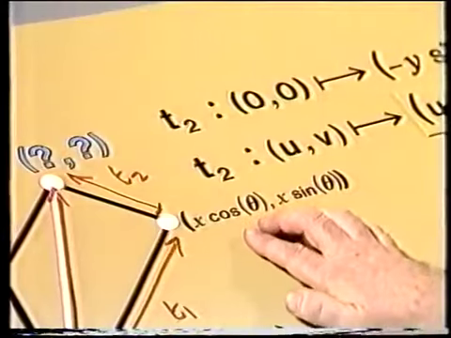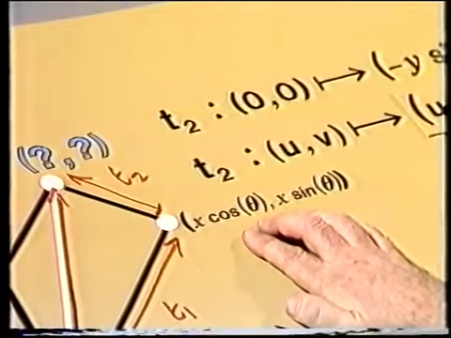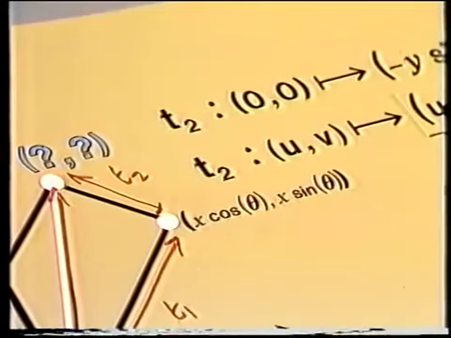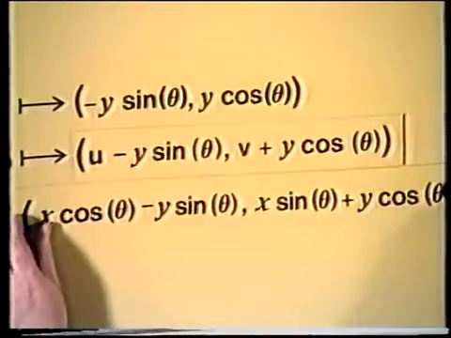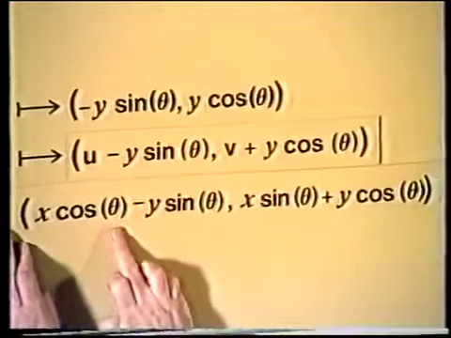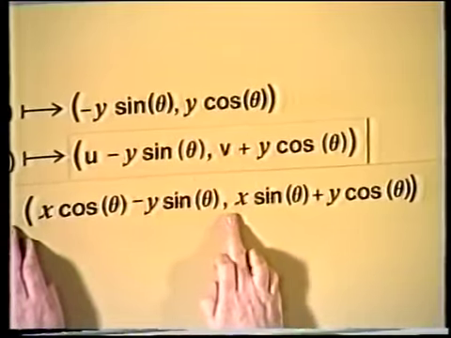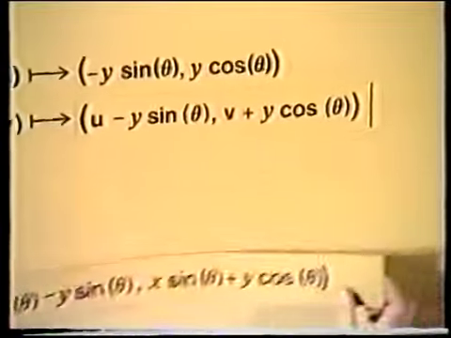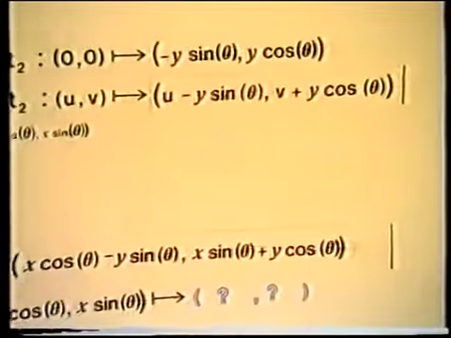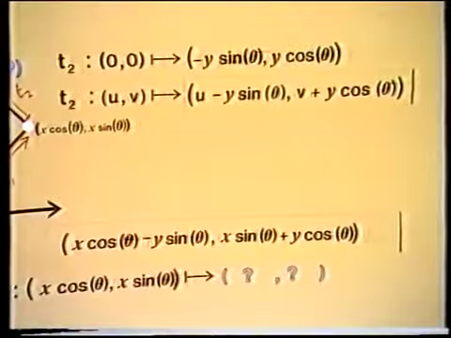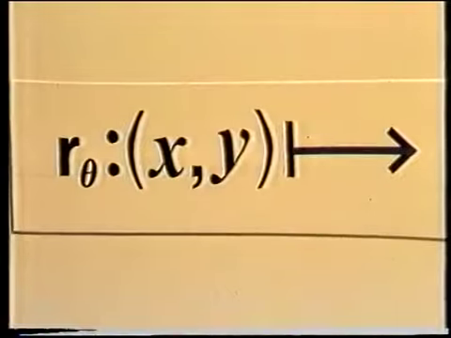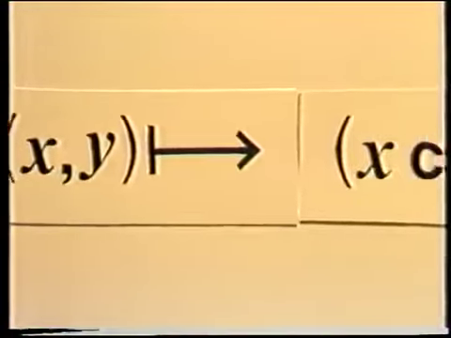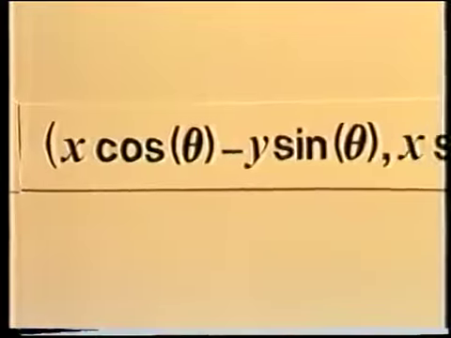But for the point we're interested in, we'll have to replace u and v by these values. And then we see that T2 maps it to (x cos theta minus y sine theta, x sine theta plus y cos theta). And these are the coordinates of the point that we want. So we've completed the general problem we set out to solve. We started with (x, y), we rotated it through theta, and the point we ended up with had these coordinates.